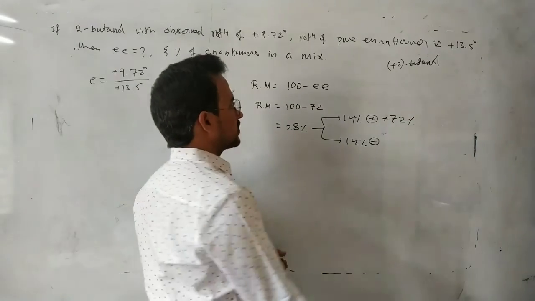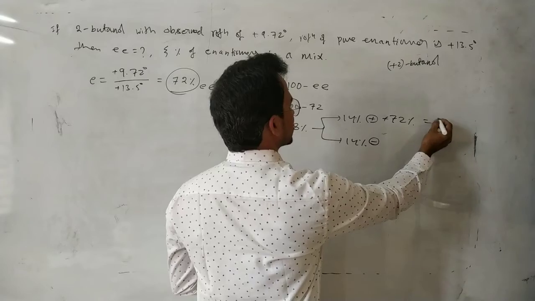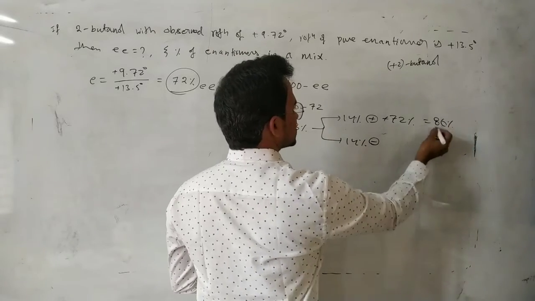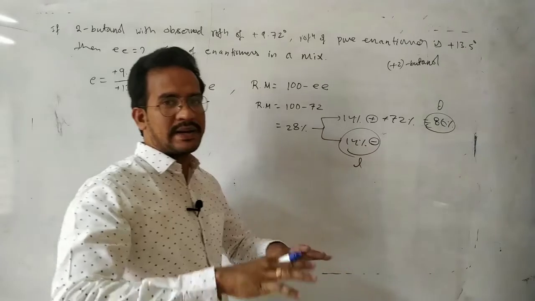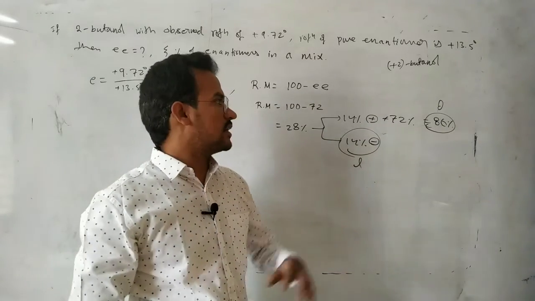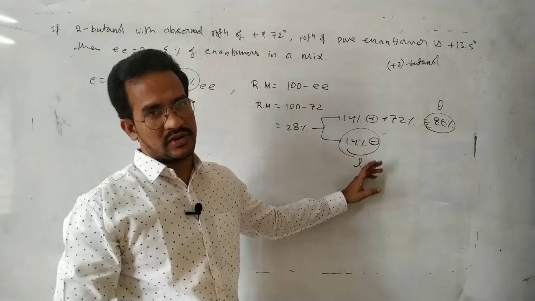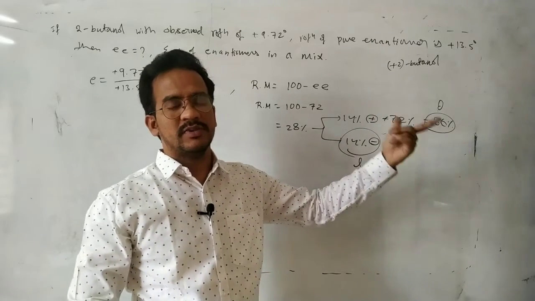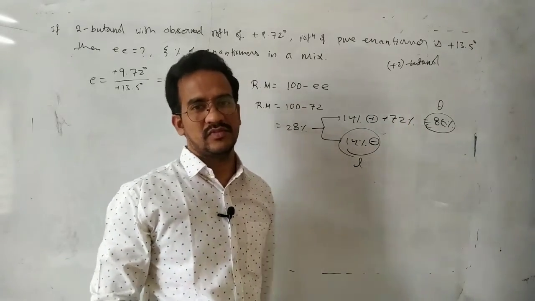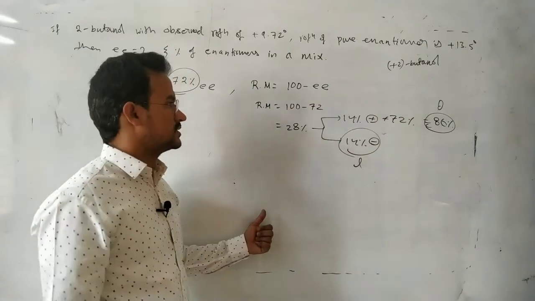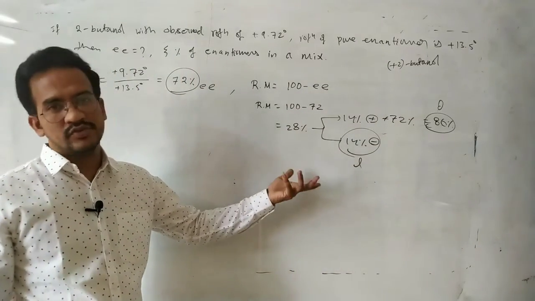That means the plus isomer equals 86%. So 86% is D isomer and 14% is L isomer, a total of 100% mixture. In the mixture, 86% is dextro isomer and 14% is levo isomer. Here 14 plus 14, 28% is racemic mixture, and the remaining 72% is enantiomeric excess. That's it. By using this formula we can calculate the enantiomeric excess and optical purity.